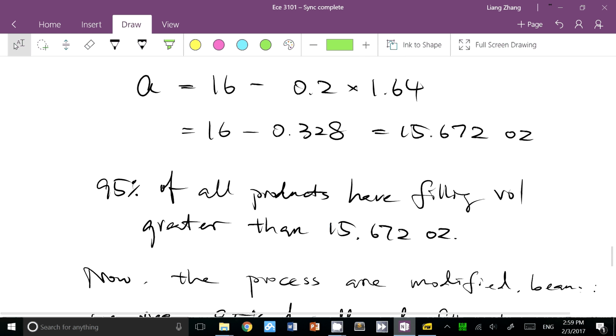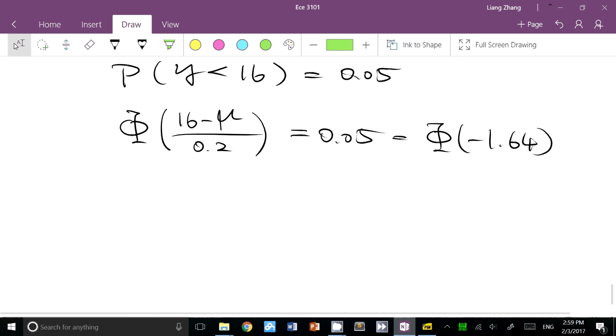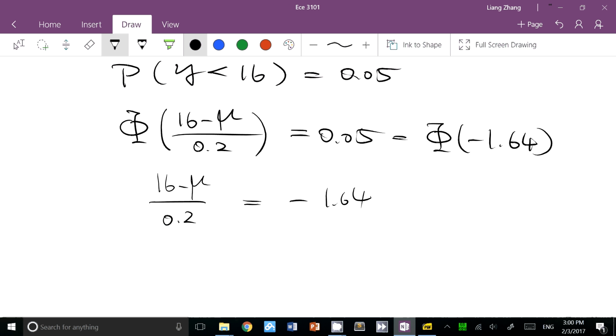So coming down, when we have this, the only thing that needs to be done is again to equate the two arguments. On the left and on the right is negative 1.64. So now mu will be equal to what? It will be equal to 16 plus 0.2 times 1.64, which will be 16.328.